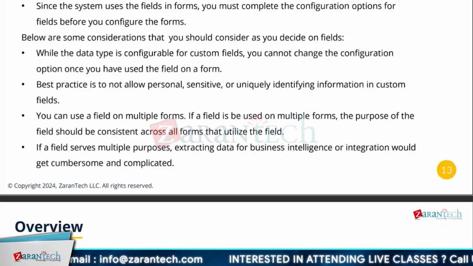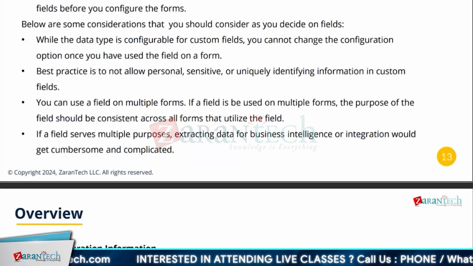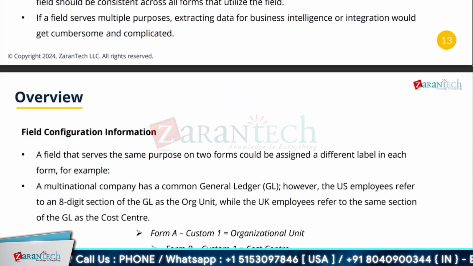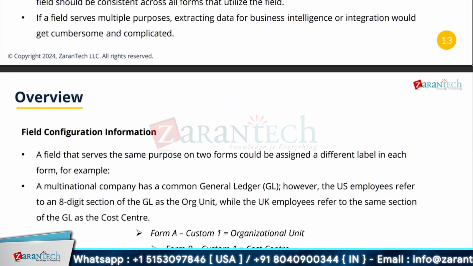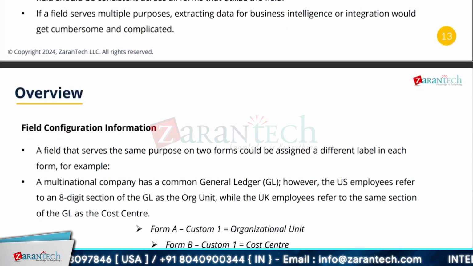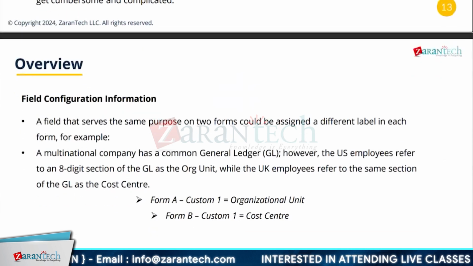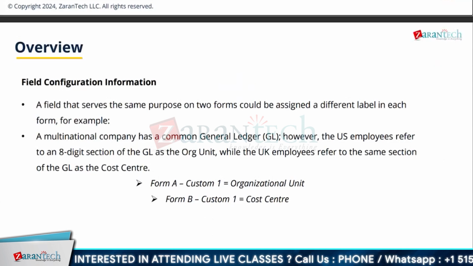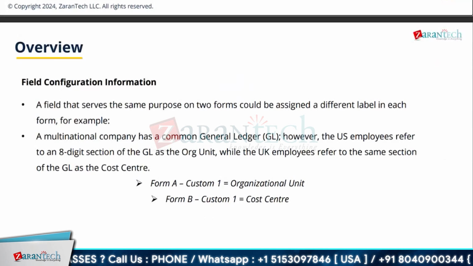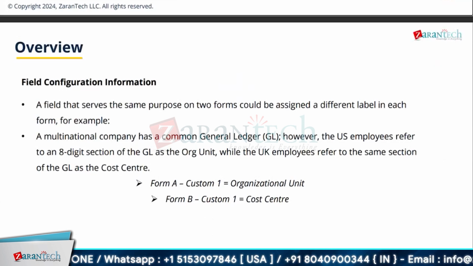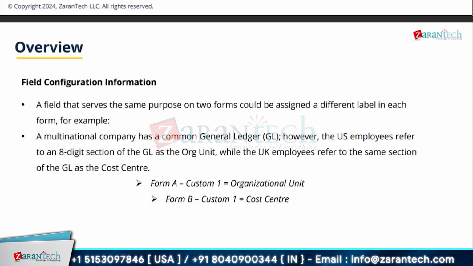If a field serves multiple purposes, extracting data for business intelligence or integration would get cumbersome and complicated. A field that serves the same purpose in two forms could be assigned a different label in each form. For example, a multinational company has a common general ledger. However, the US employee refers to an 8-digit section of the GL as the org unit, while the UK employees refer to the same section of the GL as the cost center.